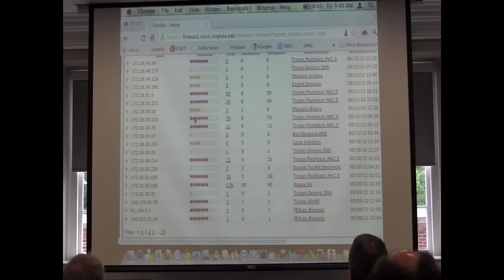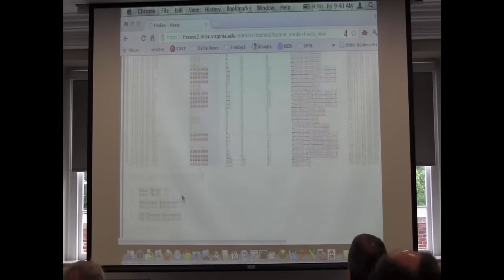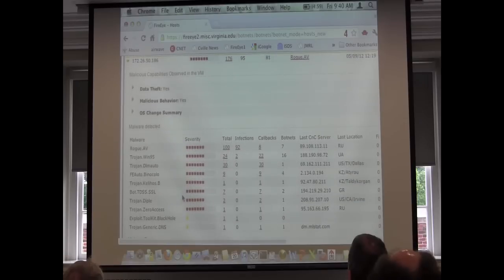But what you can see here is that a lot of these things were the Trojan flashback, the Mac malware. Some of them were just regular spot infections and so forth and so on. The one I'd like to point out just briefly here is this one, 172.26.50.186, which you notice made 81 callbacks to servers. Let me expand that a little bit, I'll show you. And this is the kind of information we get from the FireEye.